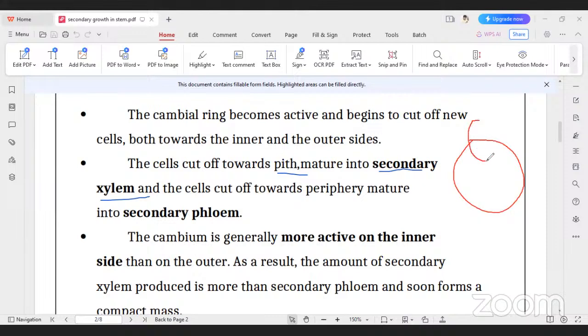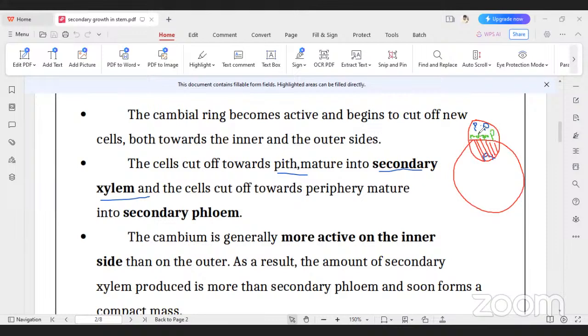I've taken only one vascular bundle. Just imagine the remaining ones. Primary xylem is already present, and primary phloem is present. But on the inner side, more xylem is formed, and on the outer side, very little phloem. These are phloem cells. The green color is secondary phloem.